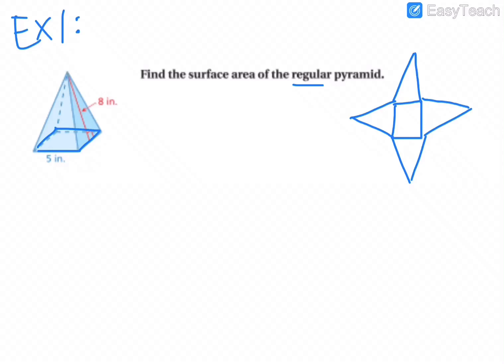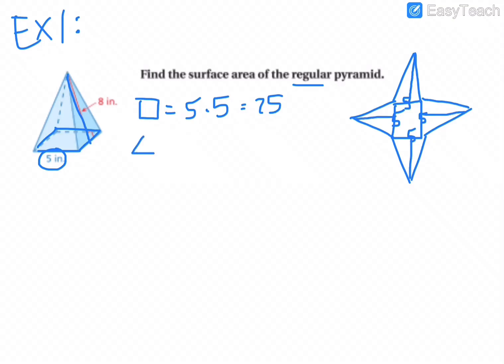So they've labeled this right here as 5 inches, and that is each of the sides of the square. So I'm going to start by finding the area of the square, which is the base, by doing 5 times 5, and that's 25. And then the slant height, which is labeled in red, is 8. So that tells me the height of each of these triangles is 8.